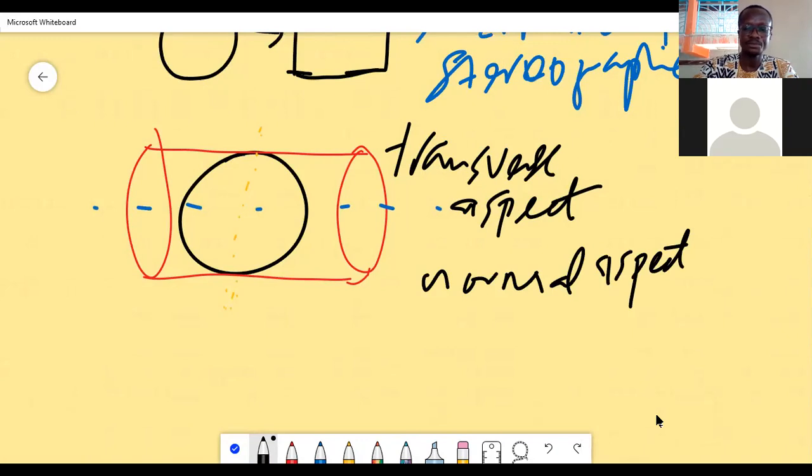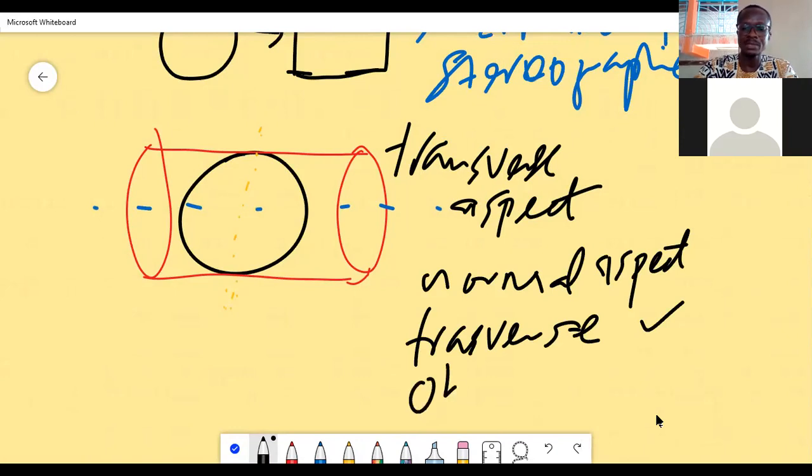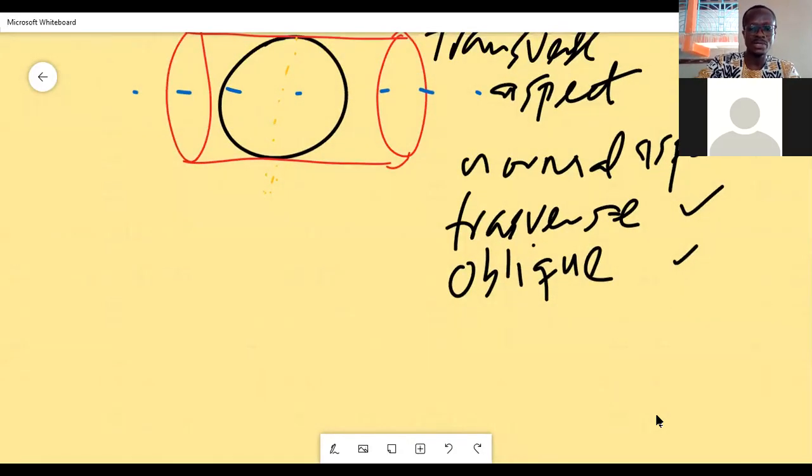We can have the transverse aspect. You can have the oblique aspect. Okay, so we can have three aspects. So what is the oblique aspect? Quickly, we know what a transverse aspect is. It's in between the normal aspects and the transverse aspects.